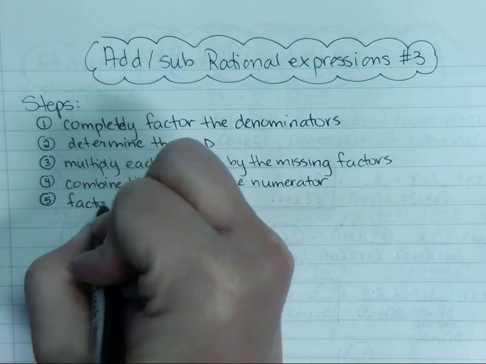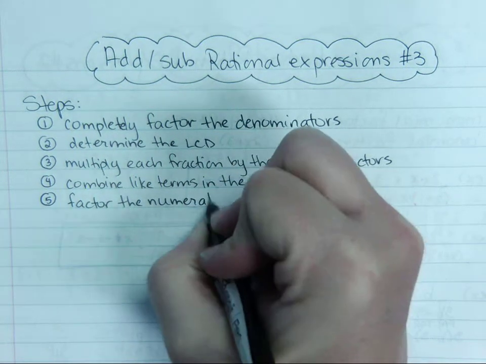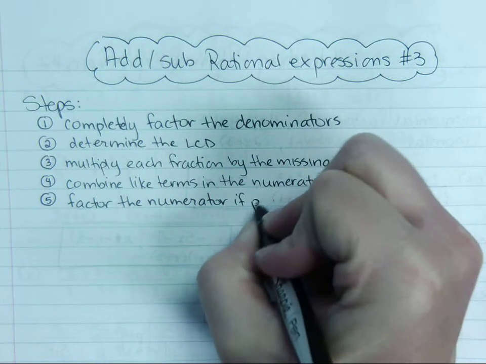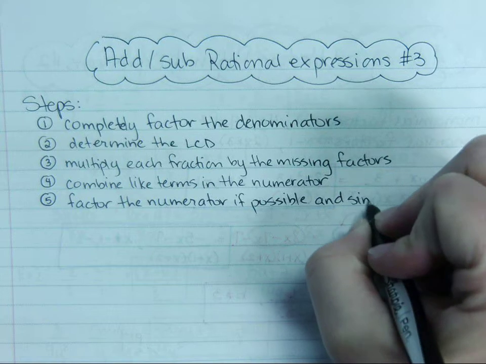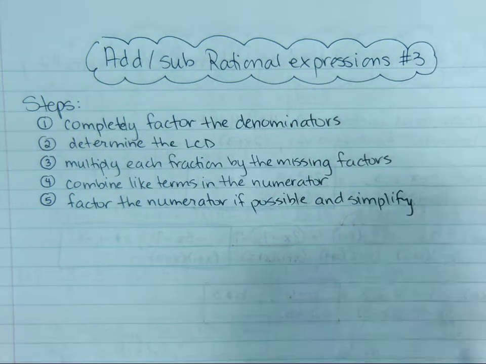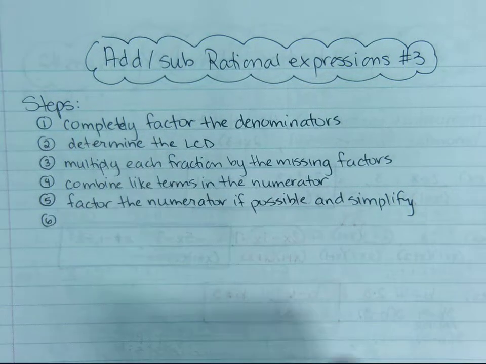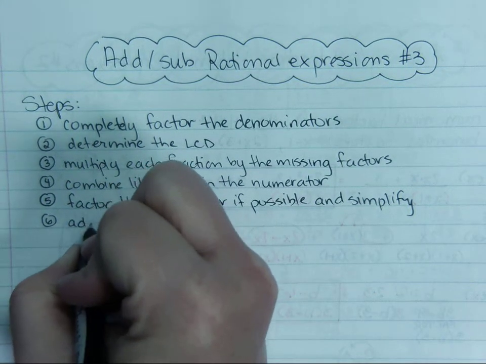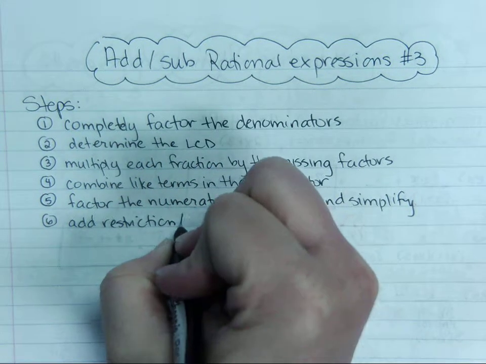All right. So you want to factor the numerator if possible, and simplify. So if you can factor something in the top and you can cancel it with something in the bottom, that's fine. And then the only other thing that you have to add on there is make sure you add your restriction, or conditions.